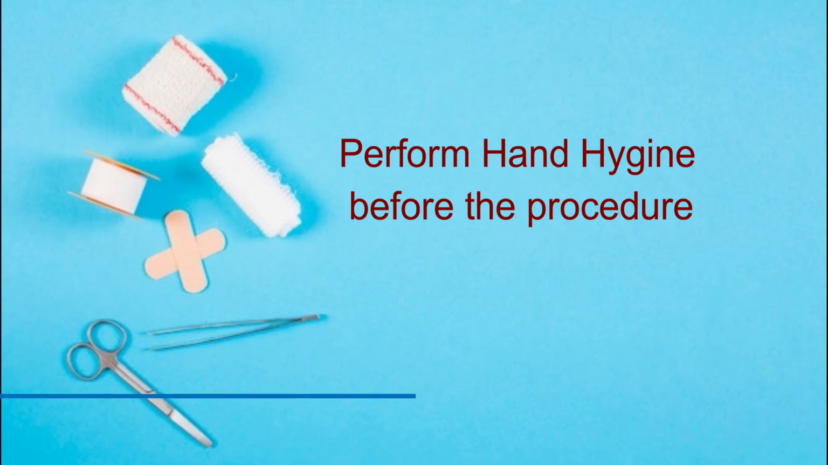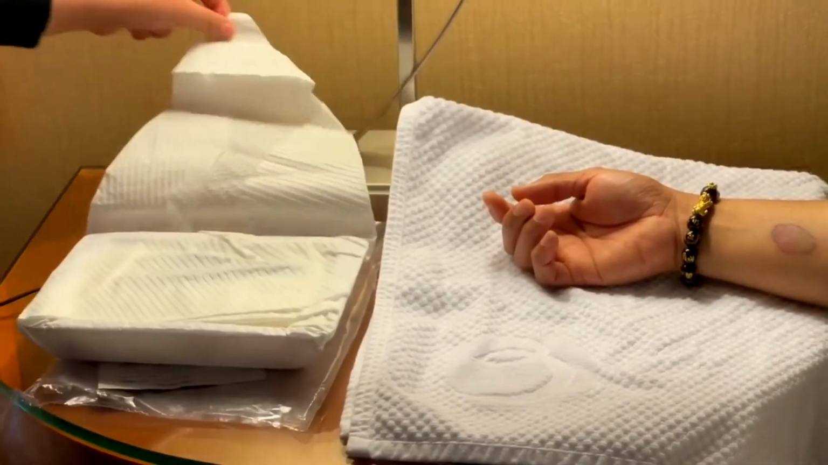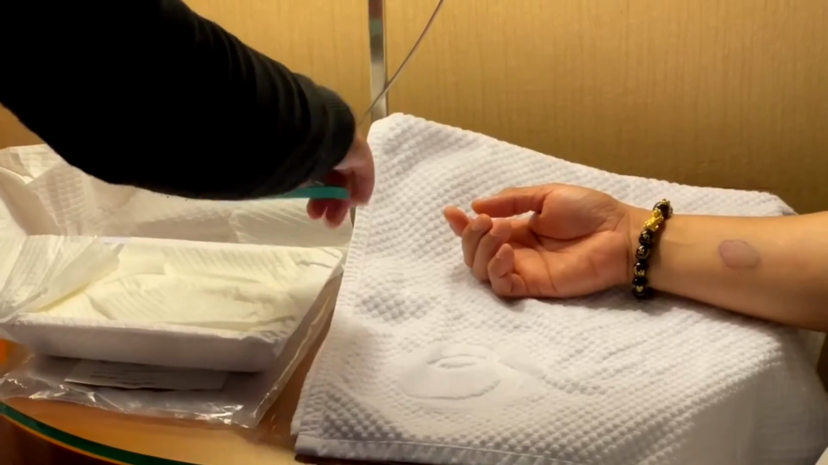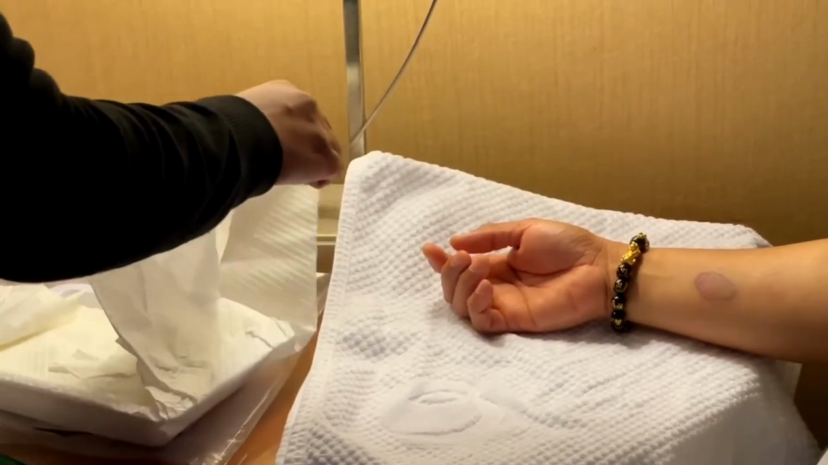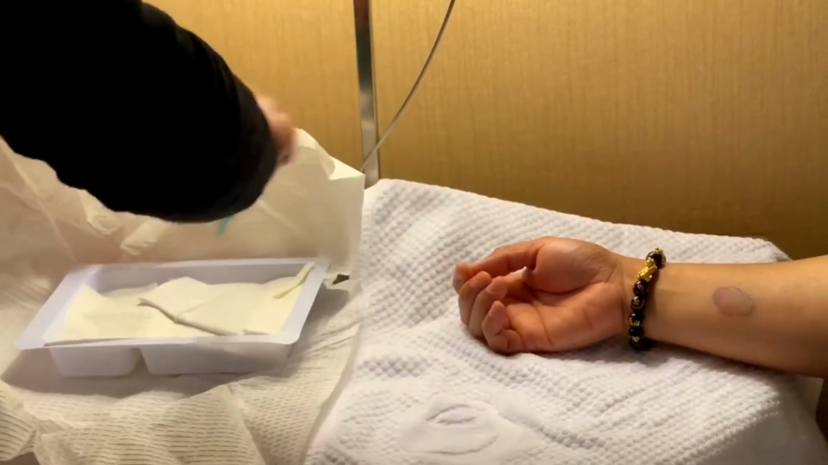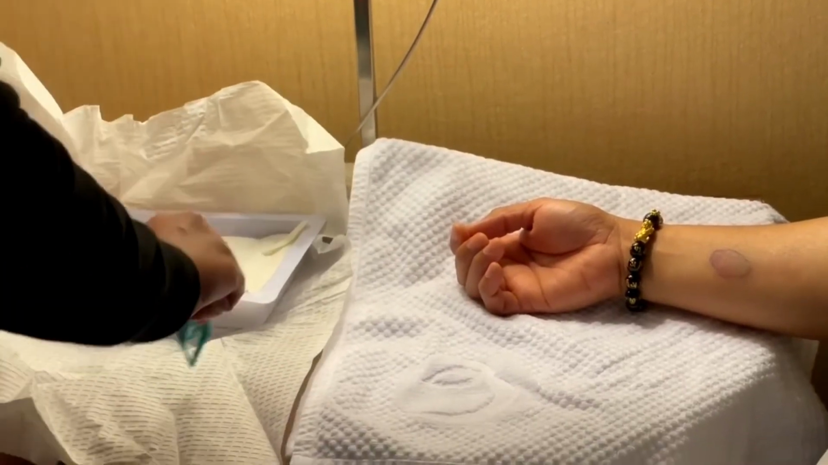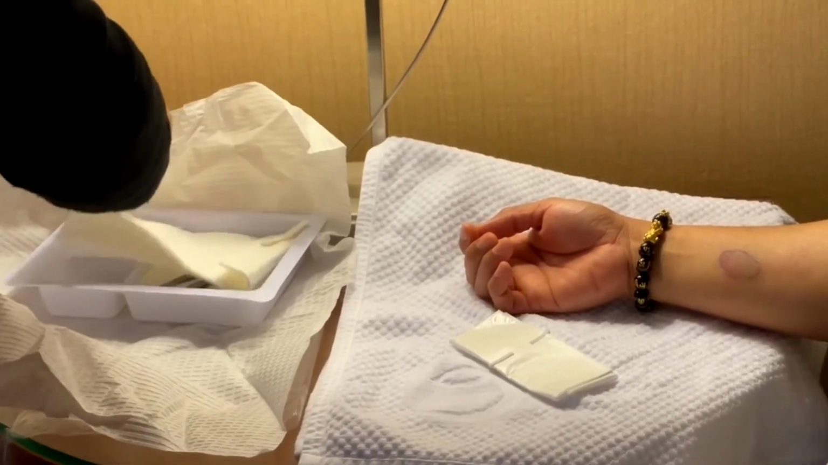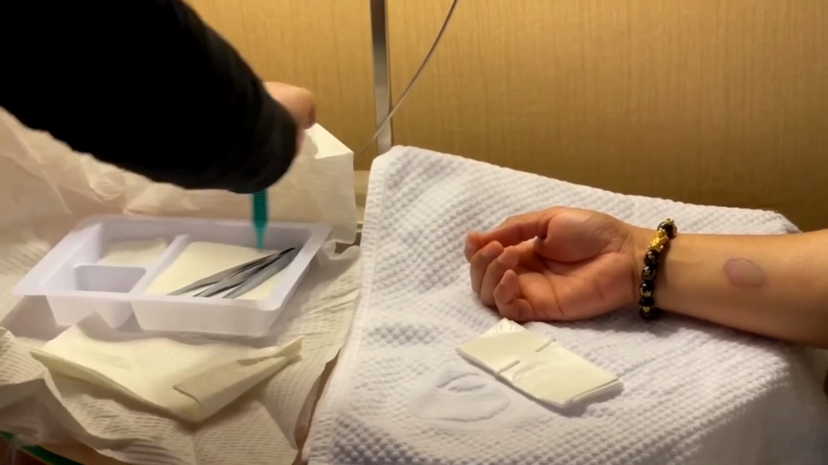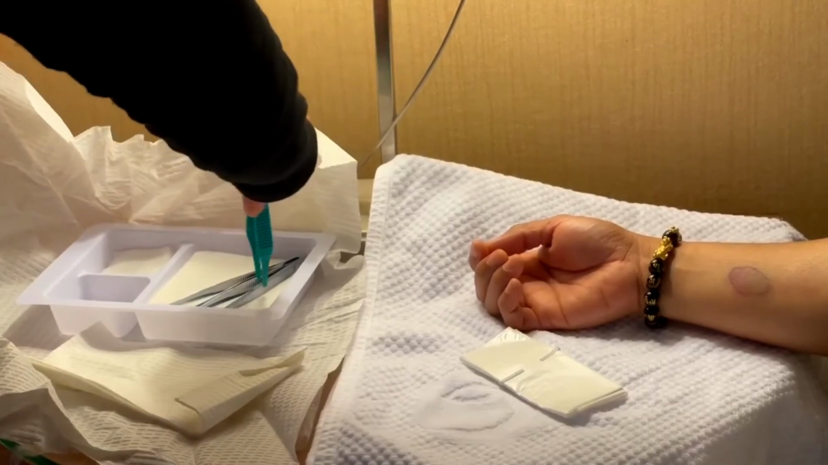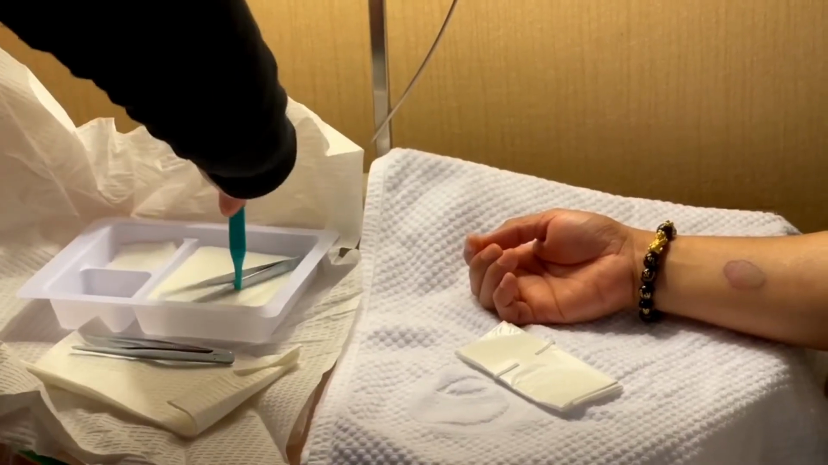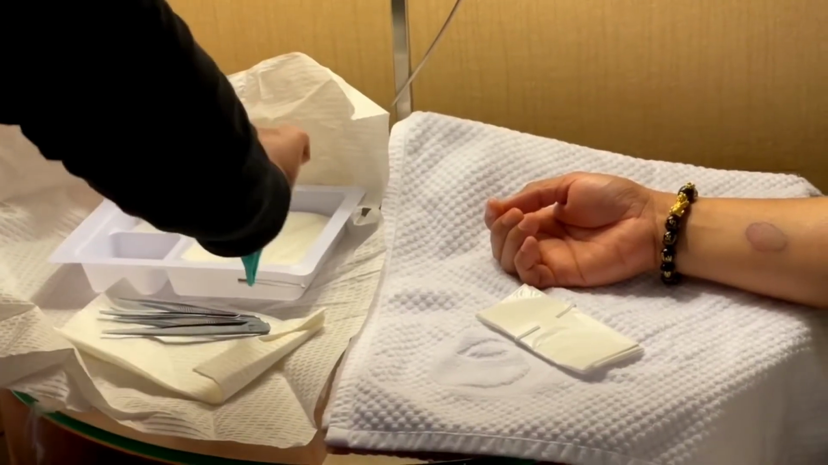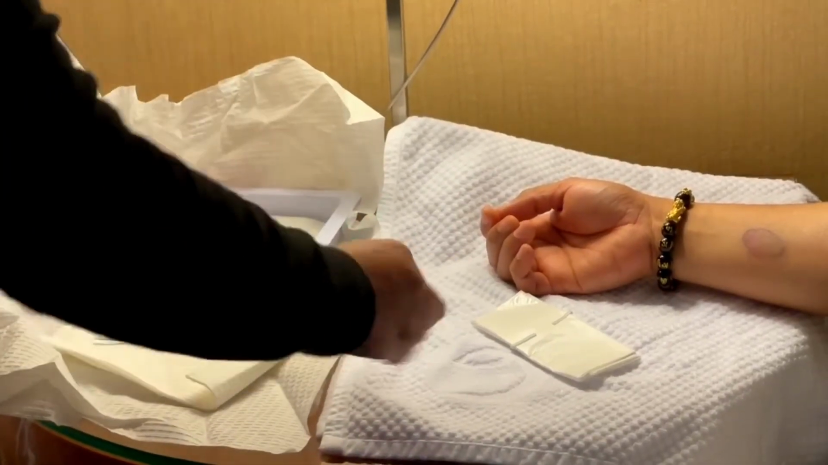Perform hand hygiene. Prepare your sterile field. Preparing the dressing tray, make sure you practice the sterile principles. Remove the things that you don't need in the sterile tray and put them in the sterile field. Leave the gauzes in the tray and make sure you leave one compartment for you to prepare the saline solution.